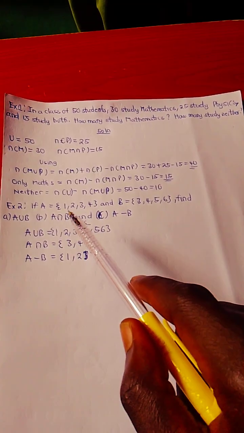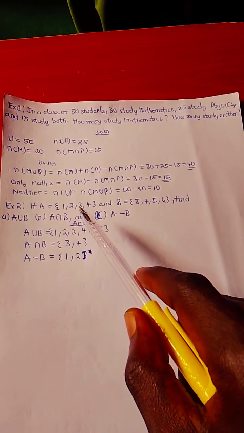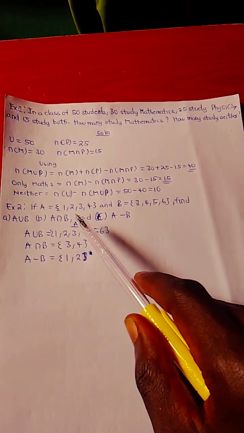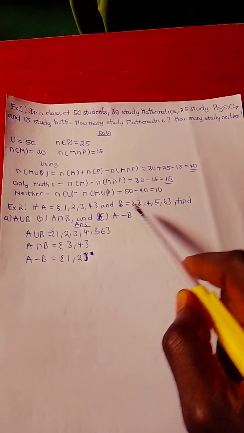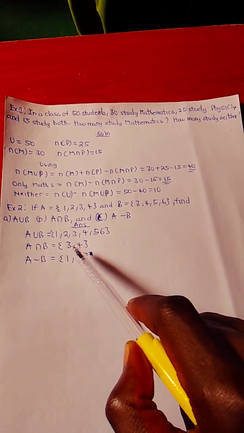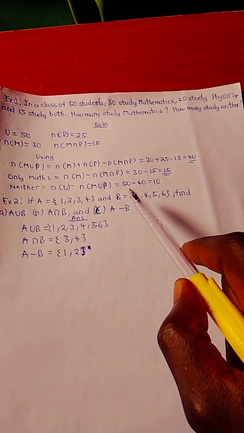Now we are going to A intersection B. According to intersection, we said elements common to both A and B. What are the elements common in both A and B? We have 3 and 4. So here we write 3 and 4 to be A intersection B.